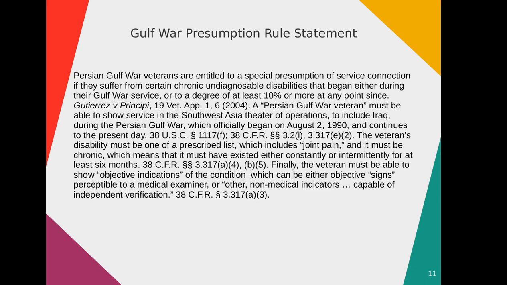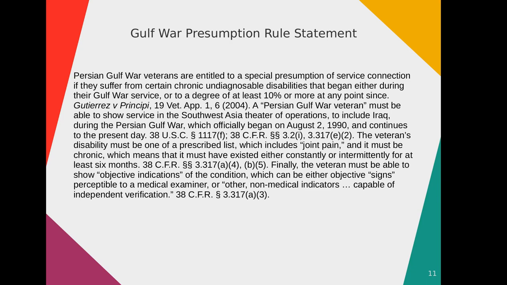Here's our rule statement. Persian Gulf War veterans are entitled to a special presumption of service connection if they suffer from certain chronic undiagnosable disabilities that began either during their Gulf War service or to a degree of at least 10% or more at any point since. A Persian Gulf War veteran must be able to show service in the Southwest Asia Theater of Operations, to include Iraq during the Persian Gulf War, which officially began on August 2, 1990 and continues to the present day.